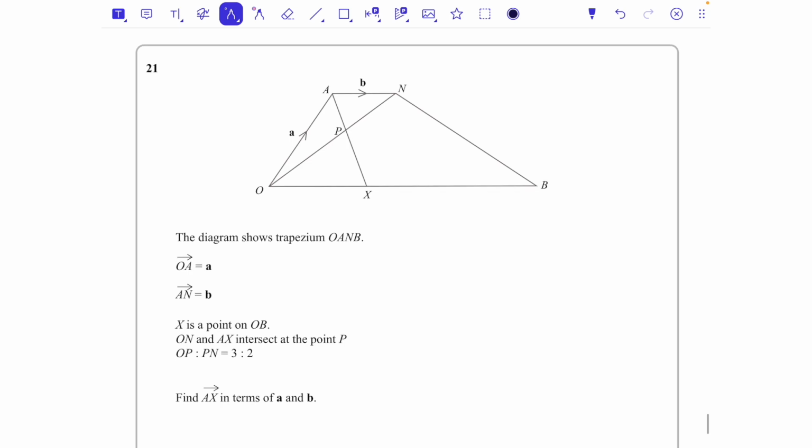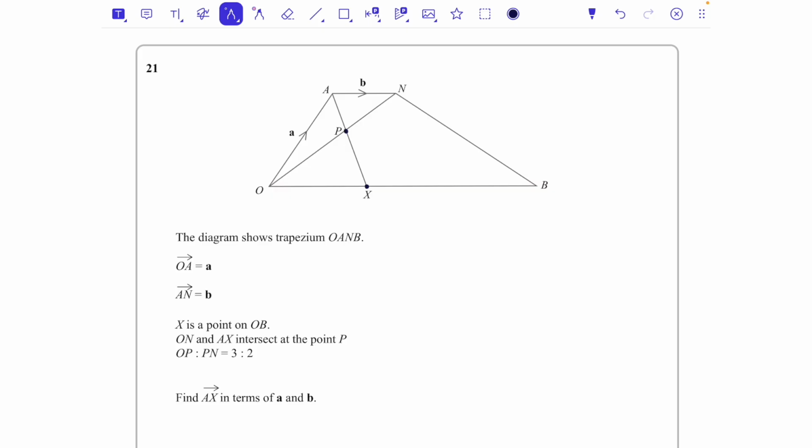Okay, and last but not least, question 21. And I've gone for one of these nasty vector questions. So the diagram shows trapezium OAMB. O to A is a, A to N is b. X is a point on OB. So X is down here on the bottom line there. ON and AX intersect at the point P.